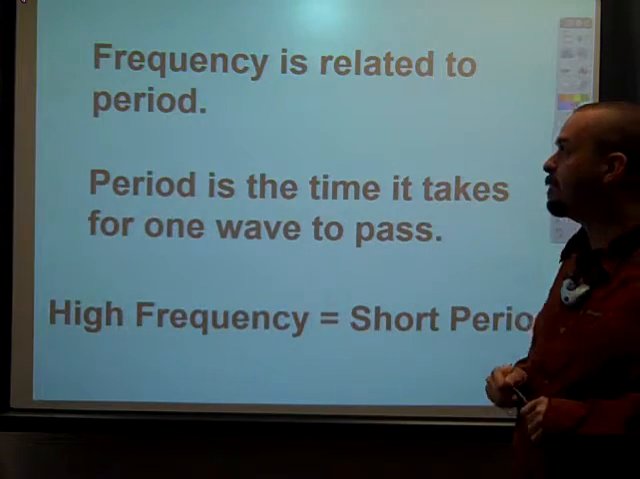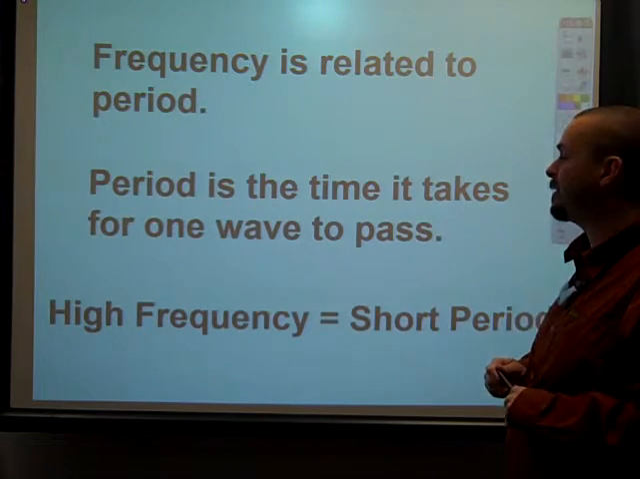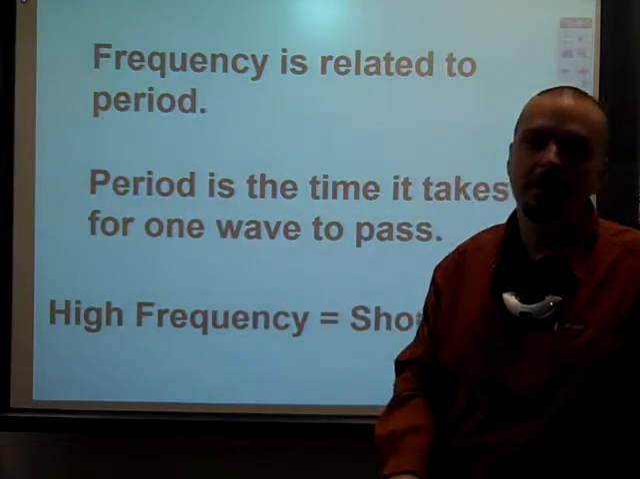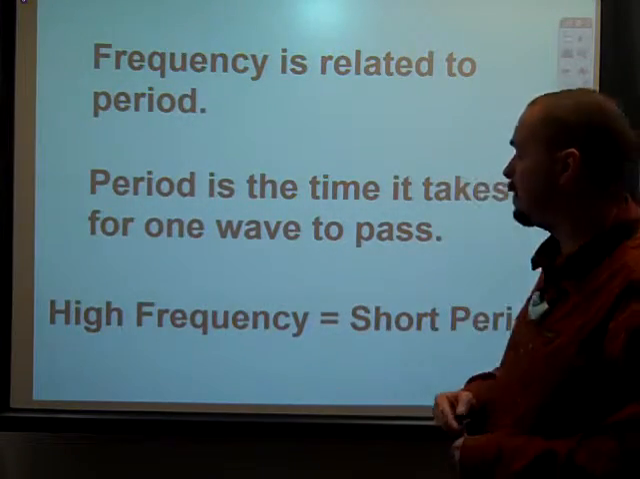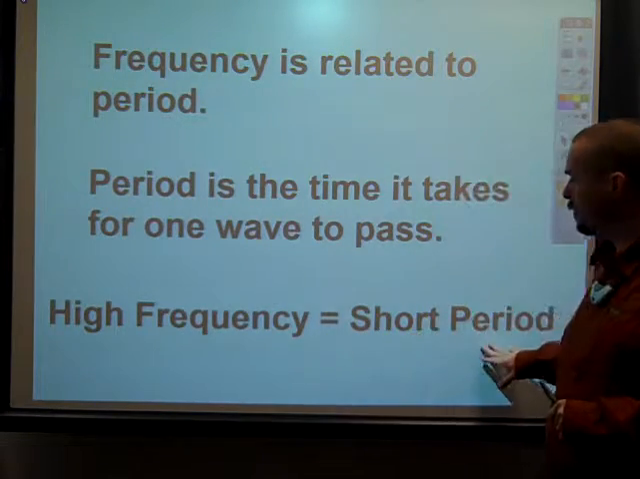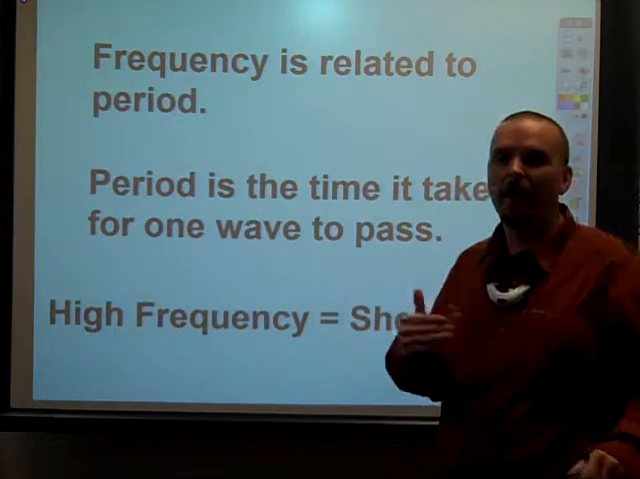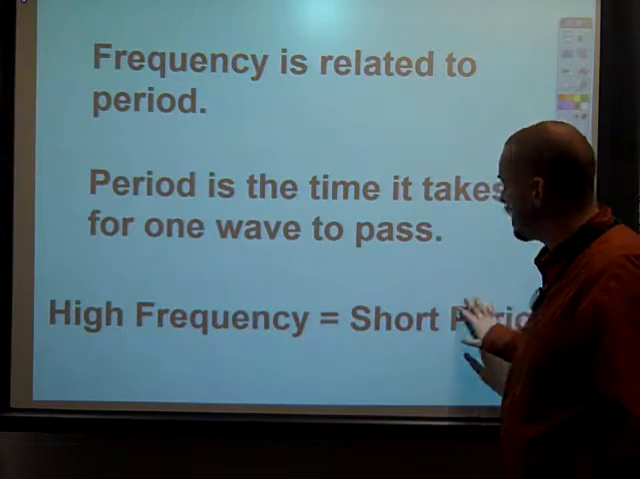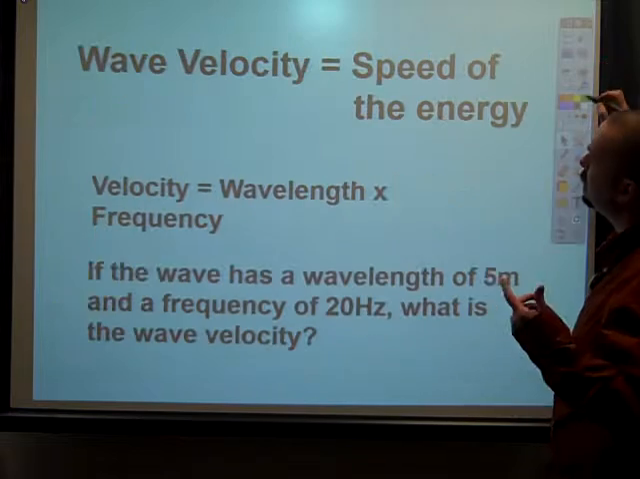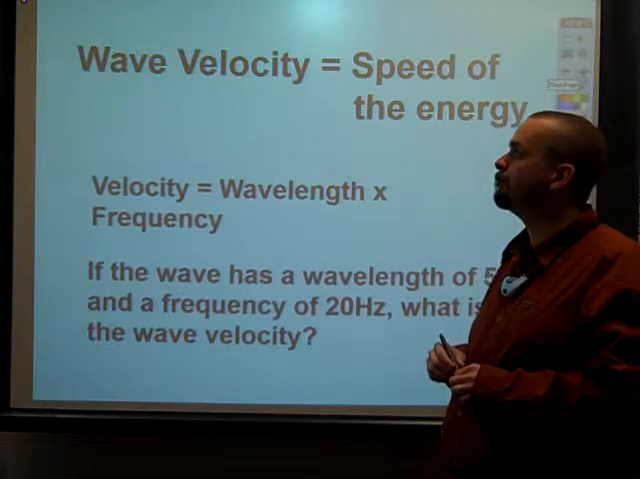Frequency is also related to something called period. Period is the amount of time it takes for one wave to pass. Frequency is waves per second. Period is seconds per wave. They're inverse of each other. They're inversely related. High frequencies mean short periods. If you get a lot of waves hitting you every second, that means it takes very little time for one wave to hit. I think it's kind of common sense, but you do need to know it, so it's worth mentioning.